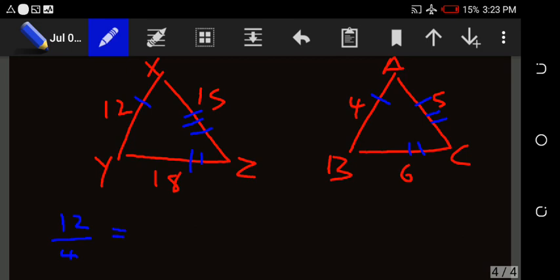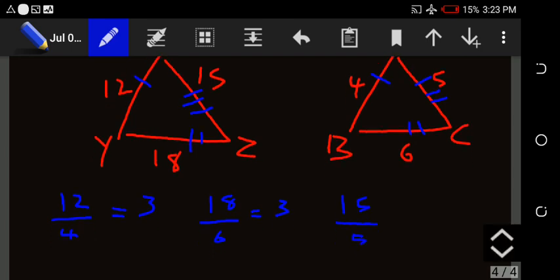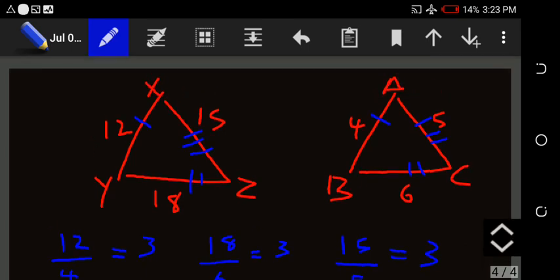We'll find the ratio 12 over 4, that will give us 3. Check for YZ. Your YZ is 18. It corresponds to BC, which is 6. When you divide that, you have the same 3. Then your XZ is 15. When you divide by the corresponding side in the triangle, which is what? 5. Then we divide that, we'll have 3. So in this case, you are seeing that the ratio of all the sides is 3, 3, 3.